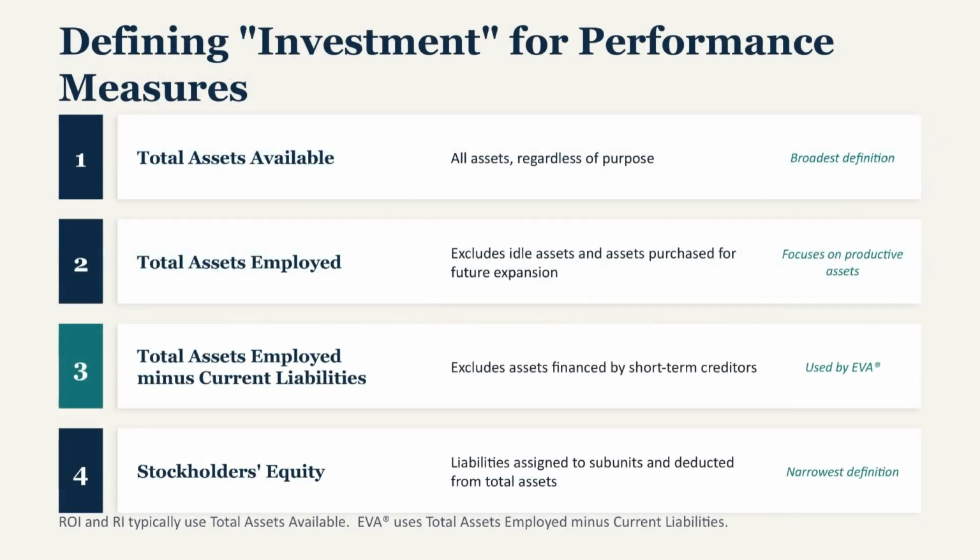How we define investment can change performance results. Four common methods range from broadest to narrowest. Total assets available includes every asset. Total assets employed excludes idle or future expansion assets. Total assets employed minus current liabilities, used in EVA, excludes short-term financed assets. Finally, stockholders' equity deducts liabilities assigned to subunits. For ROI and RI companies typically use total assets available, while EVA relies on assets net of current liabilities.